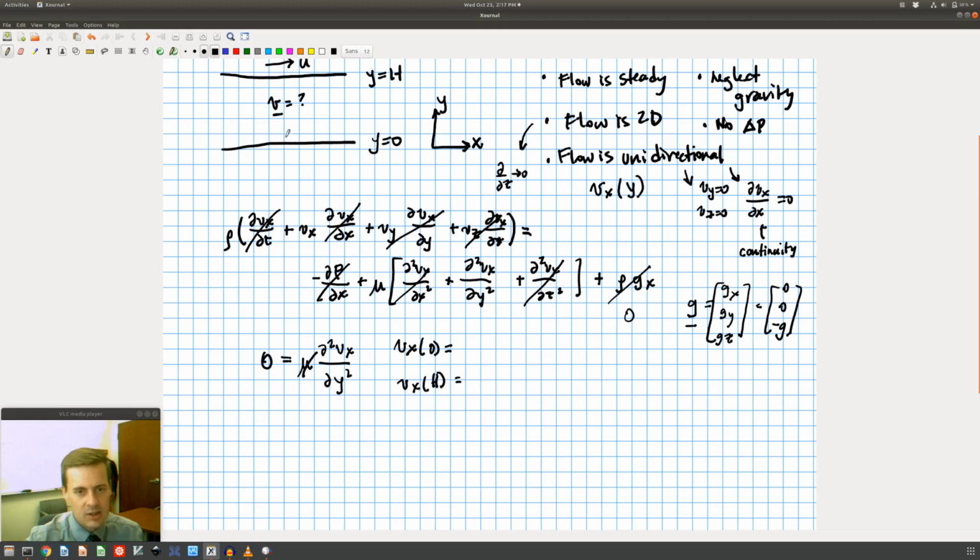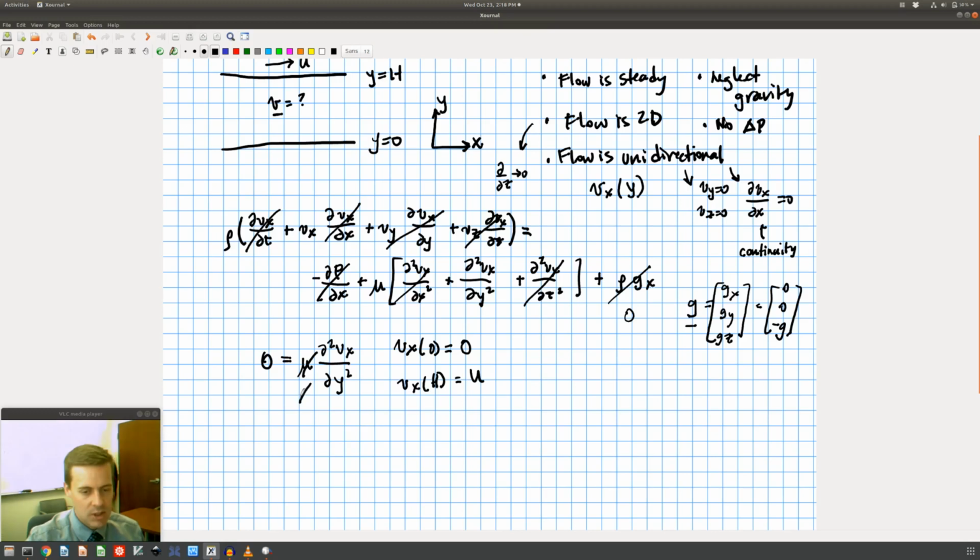So Vx at 0, I said this wasn't moving, and so by the no-slip condition, I know that the velocity right above here has to equal the velocity of that plate, so I know that that one is 0. And by the no-slip condition on the top, I know that Vx at h has to be the same as the velocity of the plate, so that is u. So now I'm left with the math problem, this boundary value problem, a second order ODE.